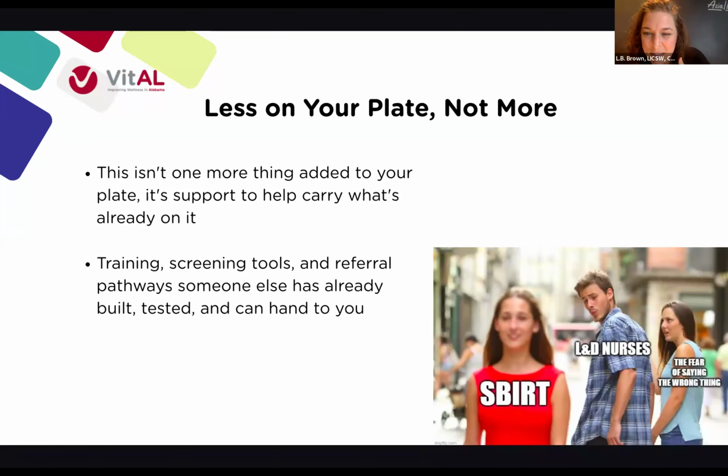So right here on this meme that I created, I have the fear of saying the wrong thing could be one thing that experts can help provide support in, because that can come up a lot. And so since it's universal, since there are screeners, since there are trainings around motivational interviewing, you could really take that off of just having that fear, right? This allows that. So when I'm talking about this, I don't want to add more to your plate. It's not supposed to do that. It's supposed to help support you and help carry what's already on your plate. Take that heaviness off of you.